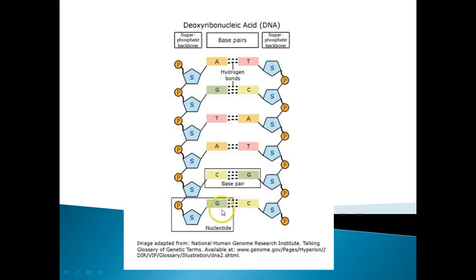Just to review, this whole part here is a nucleotide. It consists of 3 parts: the phosphate and the sugar, which form the outside part of the ladder, and then the nitrogenous base, which can be either A, T, C, or G, and that is bonded with hydrogen bonds to the other side of the ladder, and 2 bases together form a base pair.